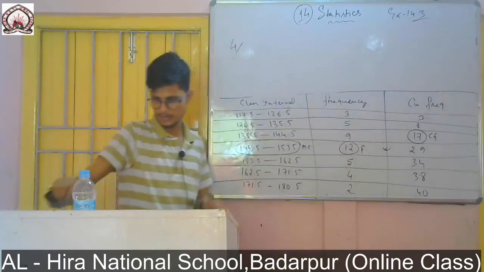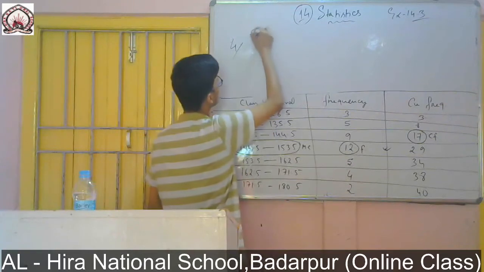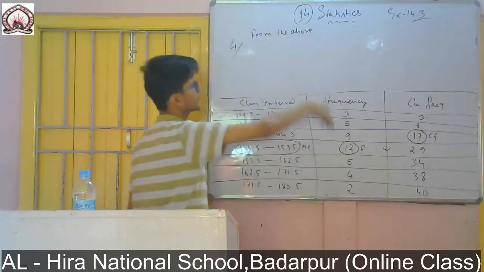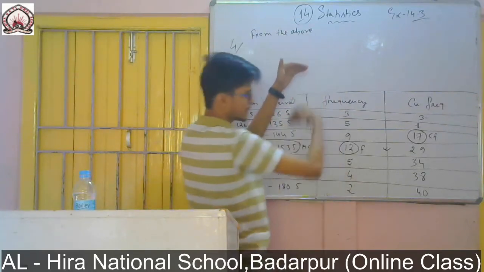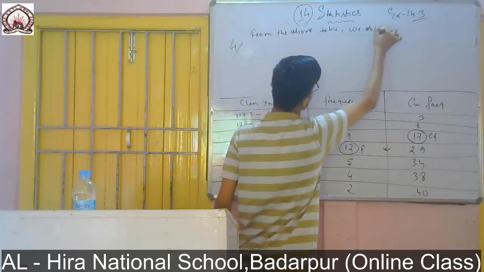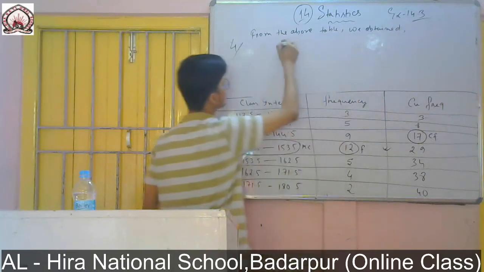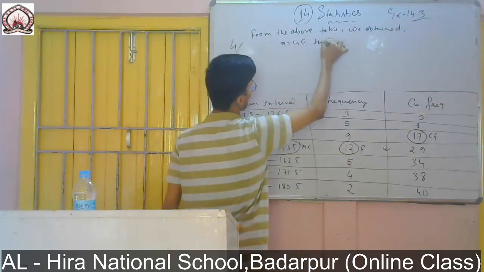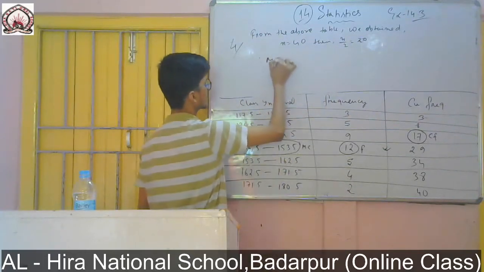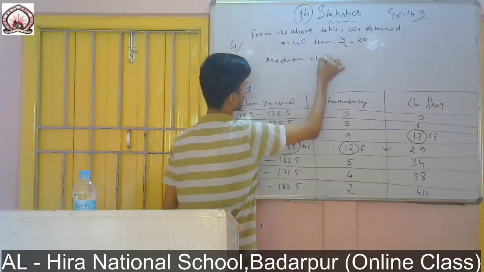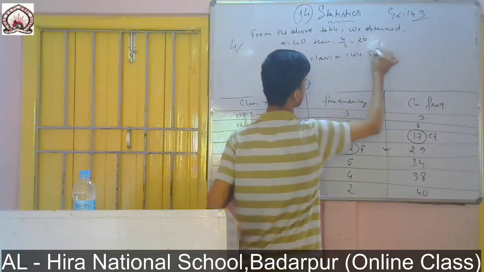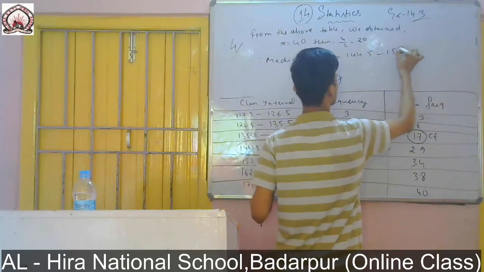Okay, so now let me write. You write from the above table. Now it is not above here, it is below. So while writing in your copy, it will be there. From the above table, we obtained n equals 40, then n by 2 equals 20. The median class is 144.5 to 153.5.